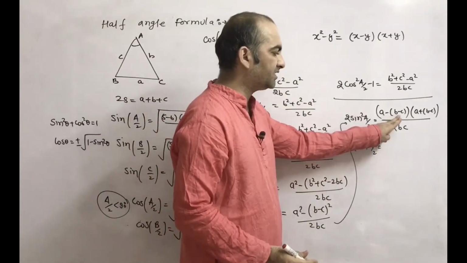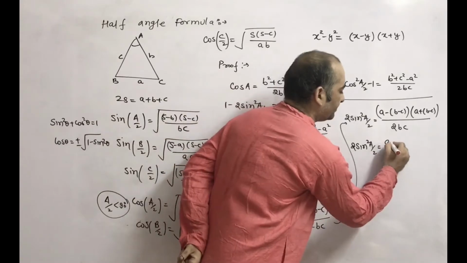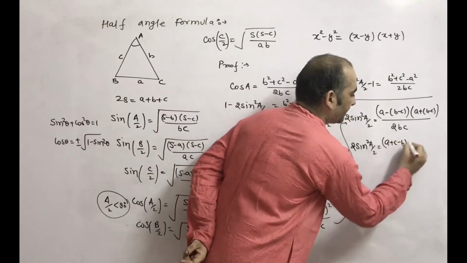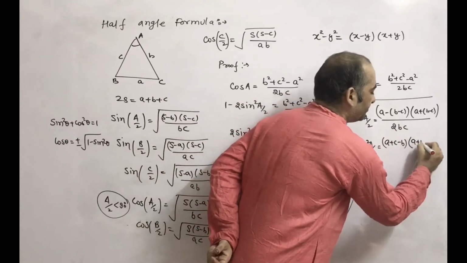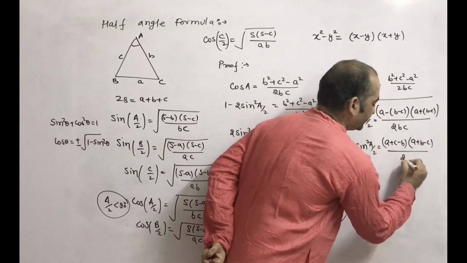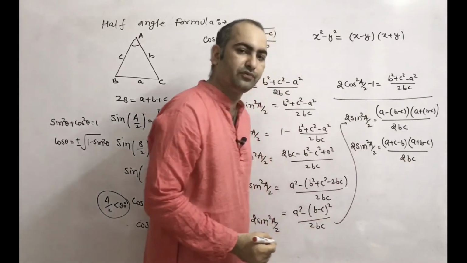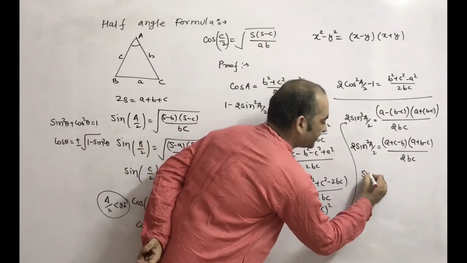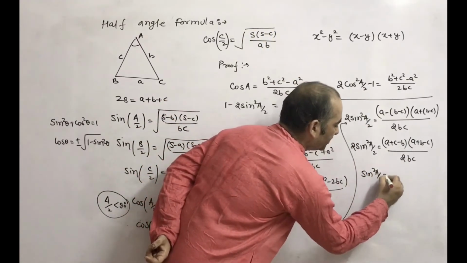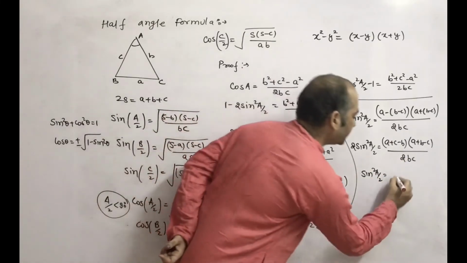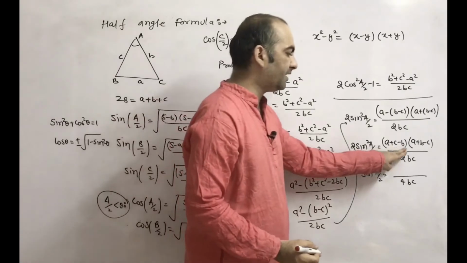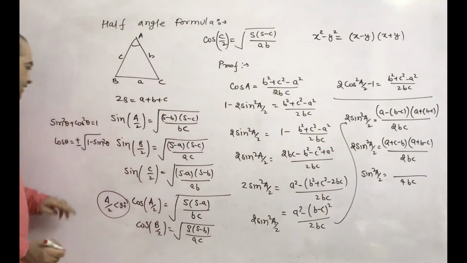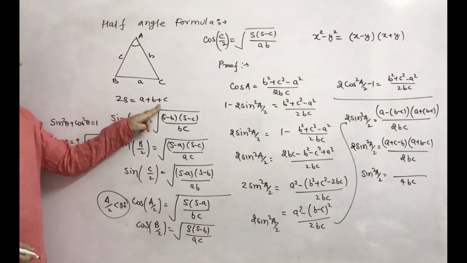This will come. So this one we get 2 sin square A by 2 equal to, if we simplify this one, a minus b plus c. So this will come what? a plus c minus b in bracket. If you open this one, what will come? a plus b minus c divided by 2bc. Okay, so from here what will come? sin square A by 2, 2 we are taking to the denominator. So denominator is what? 4bc. Numerator is what? a plus c minus b. Okay, and we know that 2s equal to what? a plus b plus c.